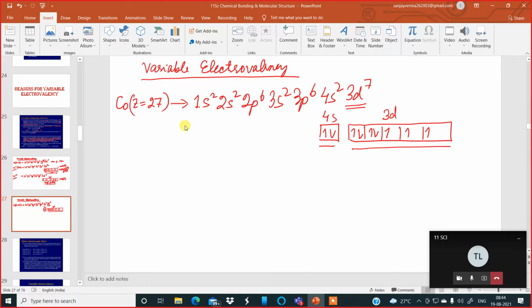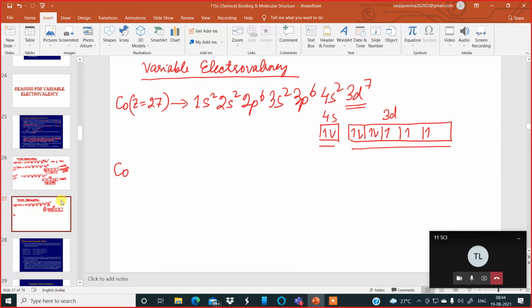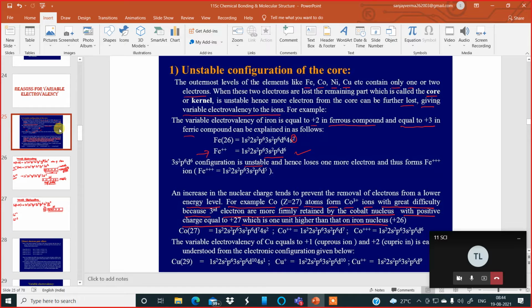Now here if I make the cobalt ion, Co plus plus, after losing 2 electrons, if I remove the 2 electrons, it is possible to get Co plus 2. And one more electron from the d orbital can be given away to make it Co plus 3. That is possible. Now have a look over here.